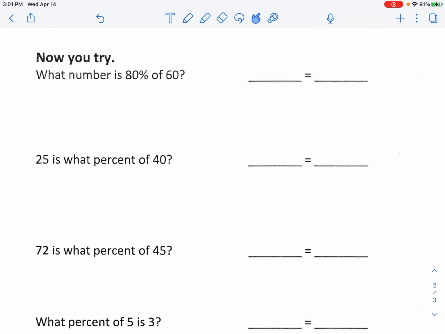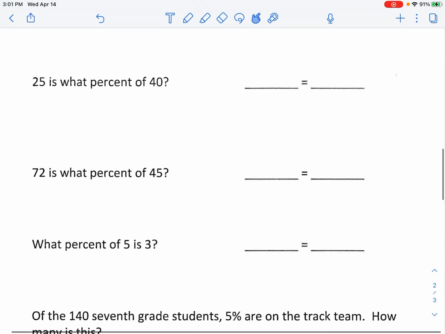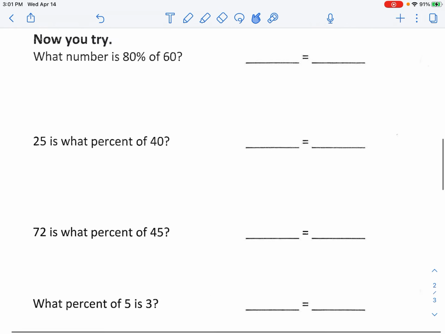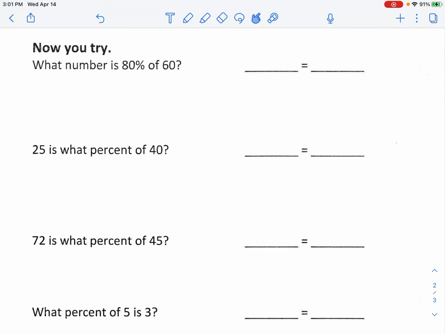So now I'm going to have you guys pause the video, and I'm going to have you try these 4 problems on your own, and then go ahead and restart the video and check and see how you did.